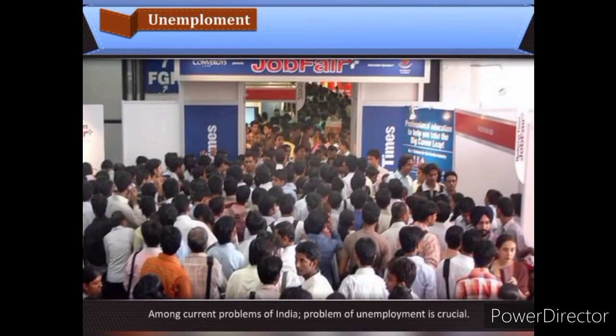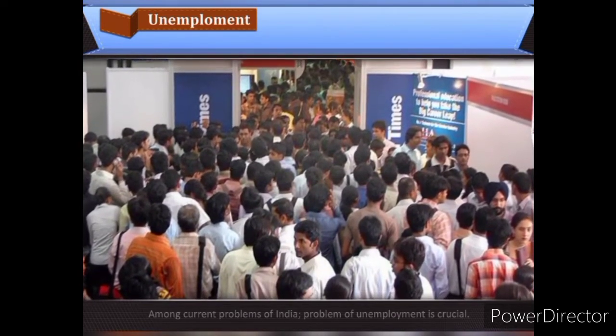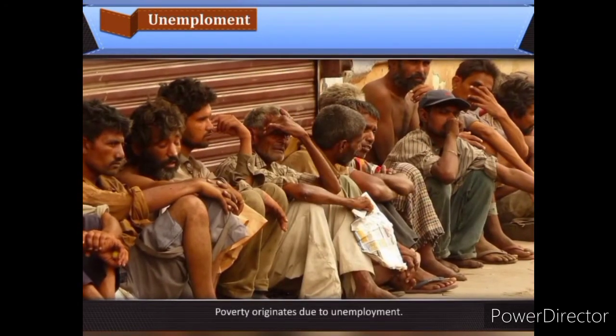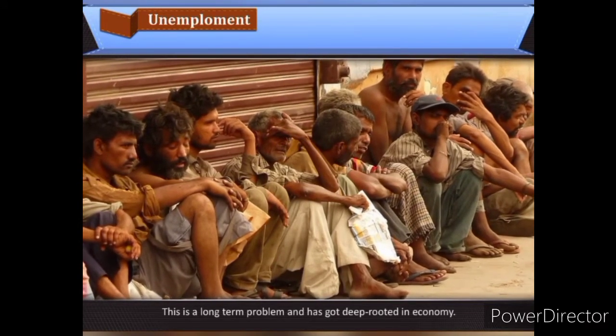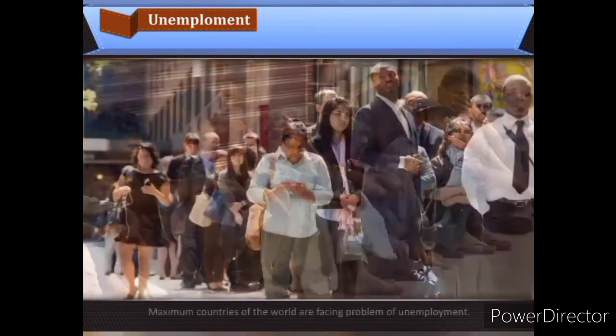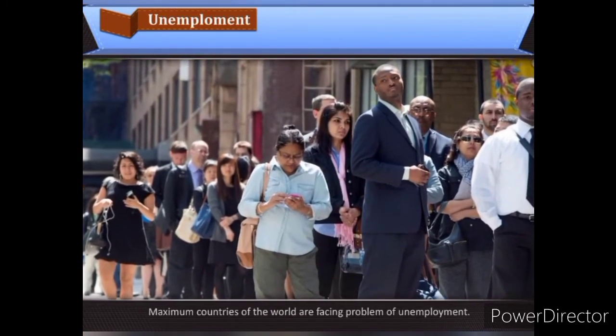Unemployment. Among the current problems of India, the problem of unemployment is crucial. Poverty originates due to unemployment. This is a long-term problem and has become deep-rooted in the economy. Maximum countries of the world are facing the problem of unemployment.